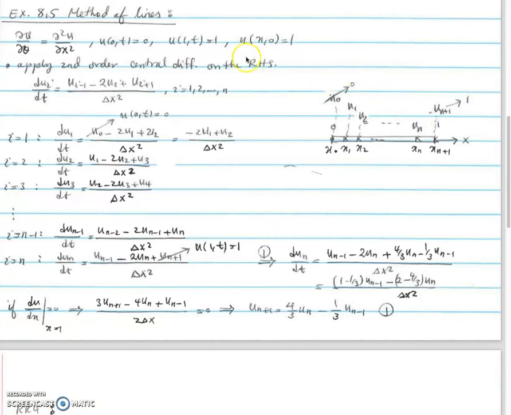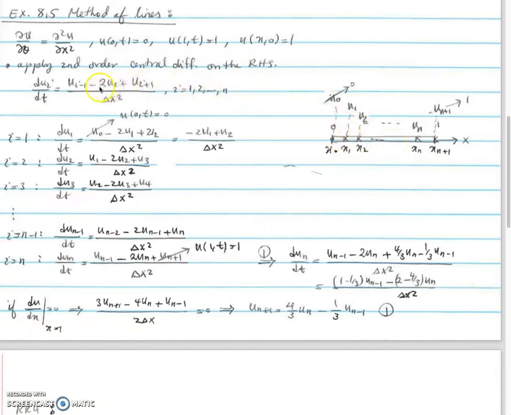In the case that we're looking at, because u at the left boundary at all time is 0, that means u0 is 0. u at the right boundary at all time is equal to 1. That means un plus 1 is 1. And the only condition that is left is u of x at t equals 0 is 1. So we cannot show it on this figure. This is all about u values at the boundary points. It's not about the initial value. So let's get back to our equation.